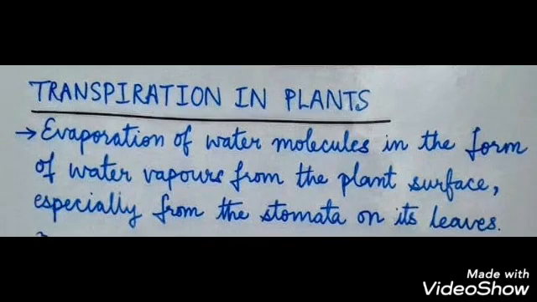Children, now we come to another topic called transpiration in plants. So what is transpiration? Transpiration is evaporation of water molecules in the form of water vapors from the plant surface, especially from the stomata of leaves.